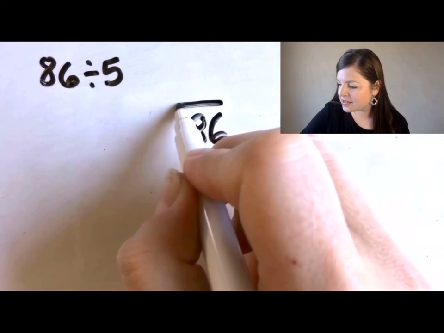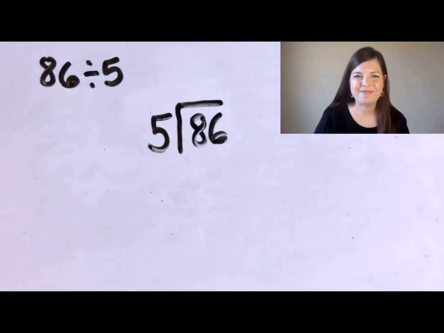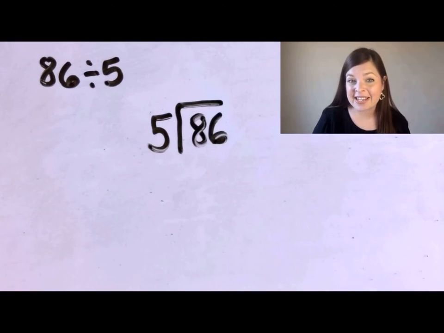86 divided by 5. So we're thinking about dividing 86 into how many groups? Into 5 groups, 5 equal groups. So what's our first step? Pause the video to explain what we should do first. Did you say we should start by dividing the tens?